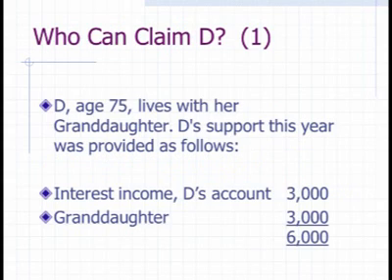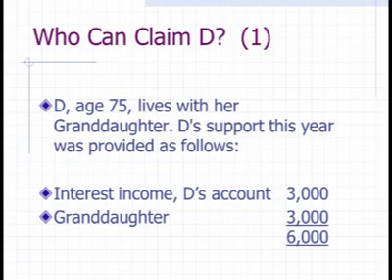Now I have several examples where we're just going to look at this support test mathematically. So in all these cases, D will be 75, lives with her granddaughter, and D's support will vary from example to example. Right now, D does have gross income, but it is less than $3,900, so she's not out of the game yet. And the granddaughter's putting up another $3,000. So in total, D's living on the lean side. Her total support is $6,000.